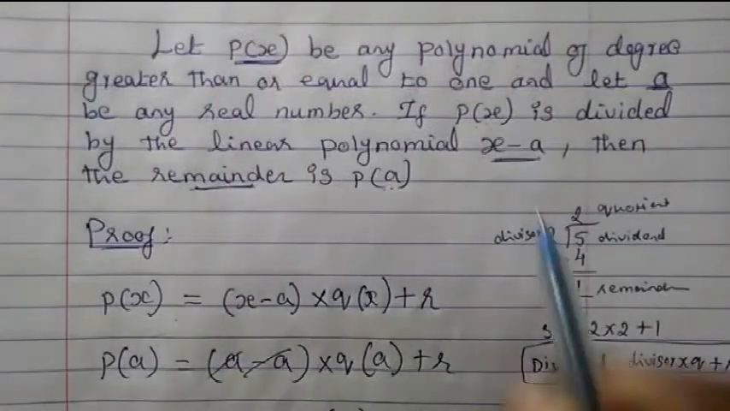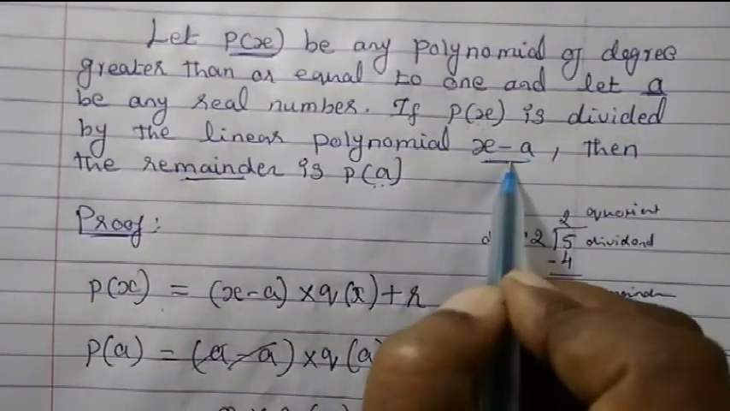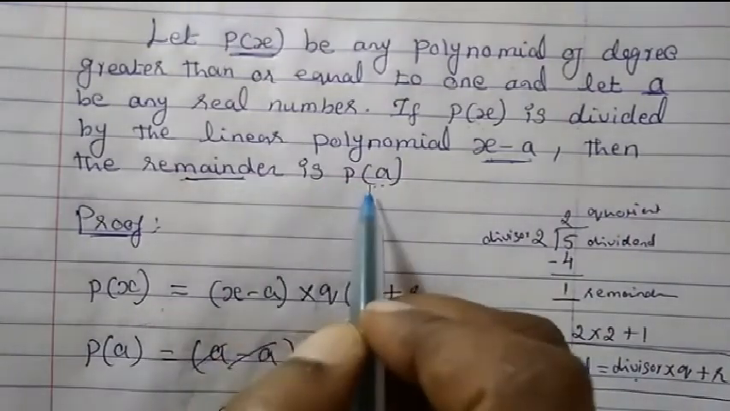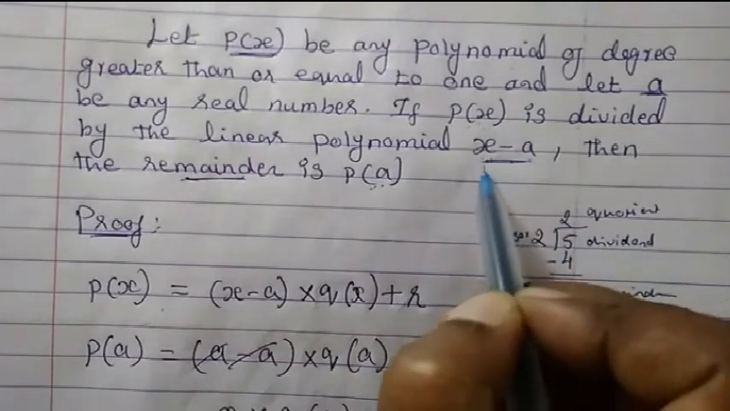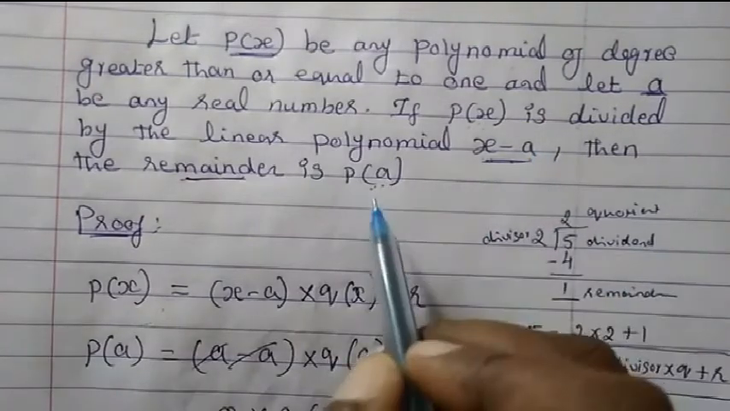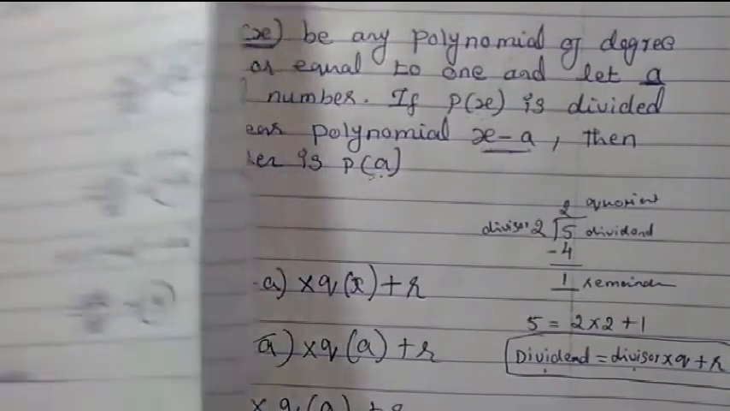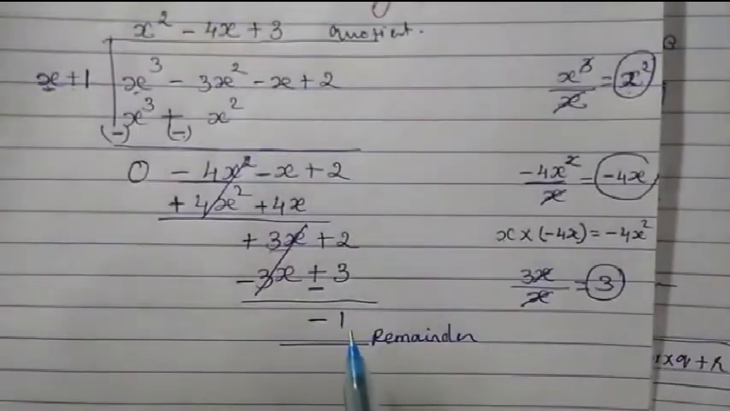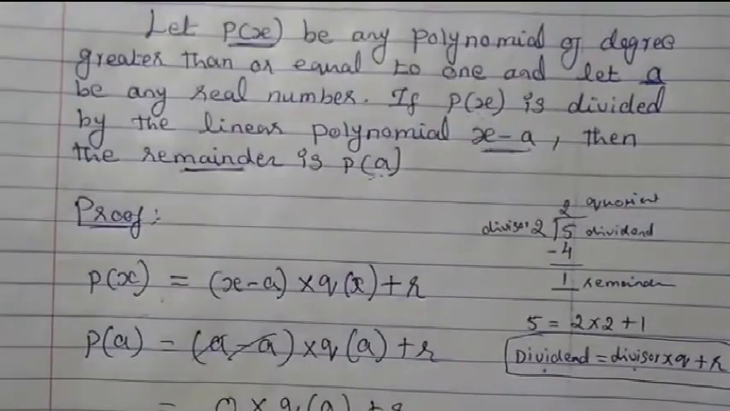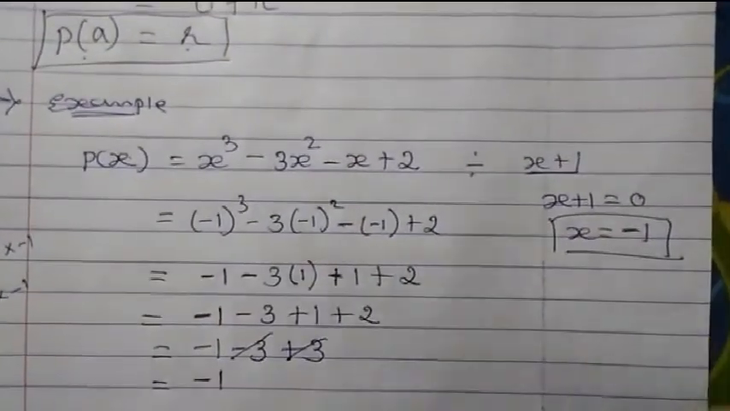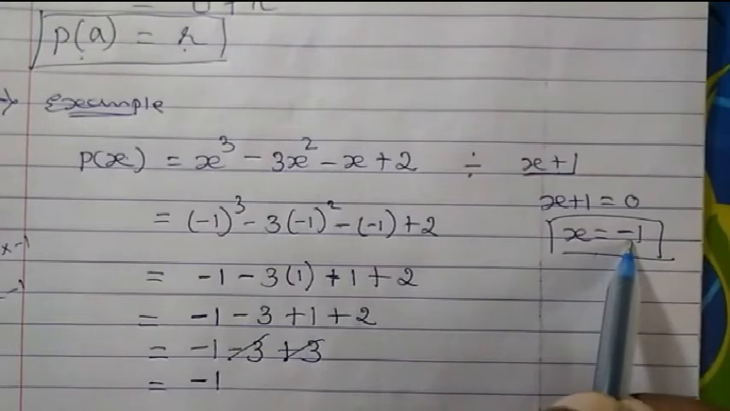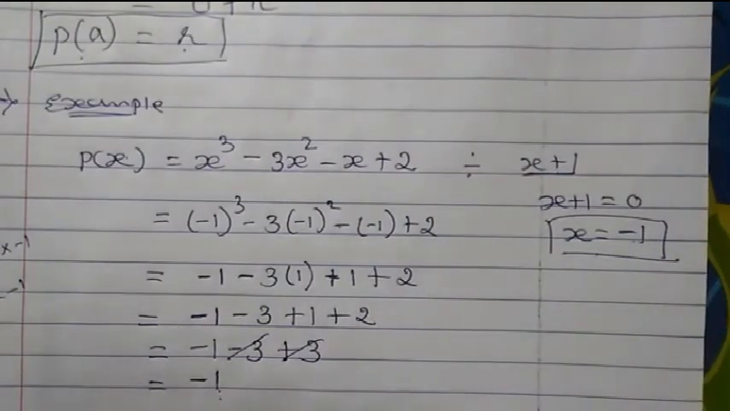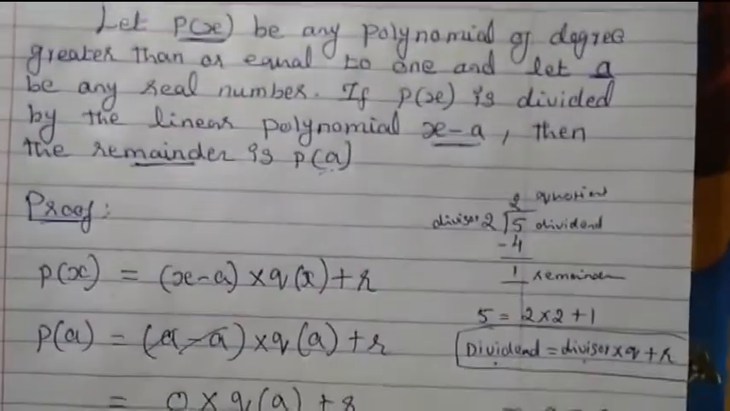So this is what the remainder theorem is teaching us, that when P of x is divided by a linear polynomial, then the remainder will be P of a. P of a means you have to get the x value, whatever number it is, x equal to that number, and the remainder will be that. Here in long division we got the remainder minus 1. When we used the remainder theorem, from the linear polynomial we got the value of x as minus 1, and that only remainder we got as minus 1. So the remainder theorem is true here.